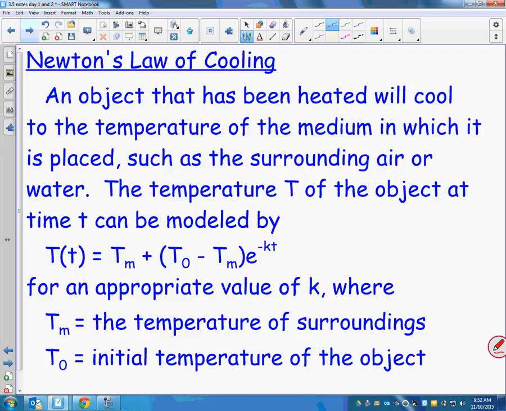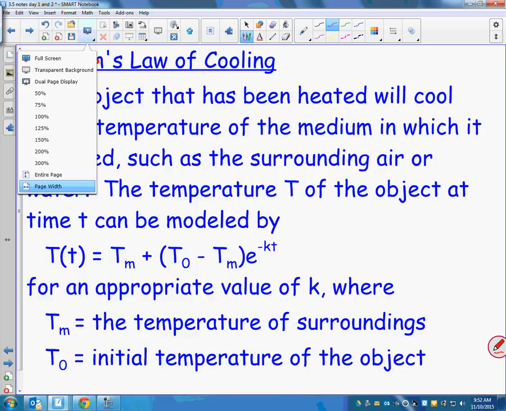So there's just an ugly equation here. The temperature T of the object at time t can be modeled by this equation for an appropriate value of k, where T sub M is the temperature of the surroundings, the medium. T sub 0 is the initial temperature of the object. And t is the time, the little t is the time. k is some constant value that we have to find. All right, so knowing that equation, you don't have to memorize it, then you can solve the next problem here.